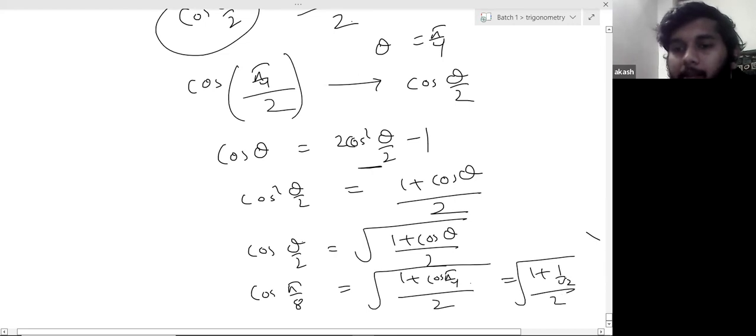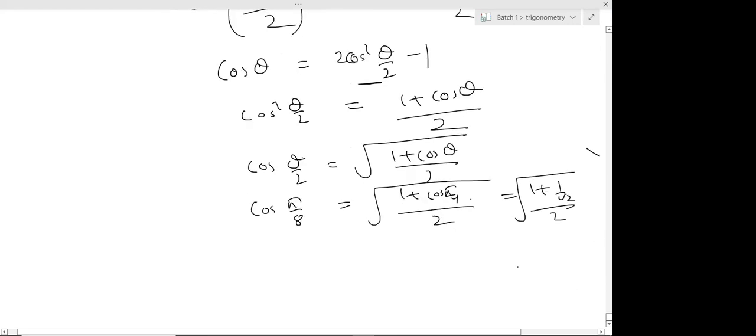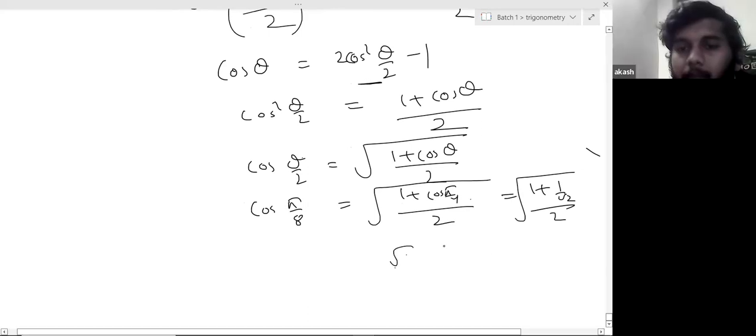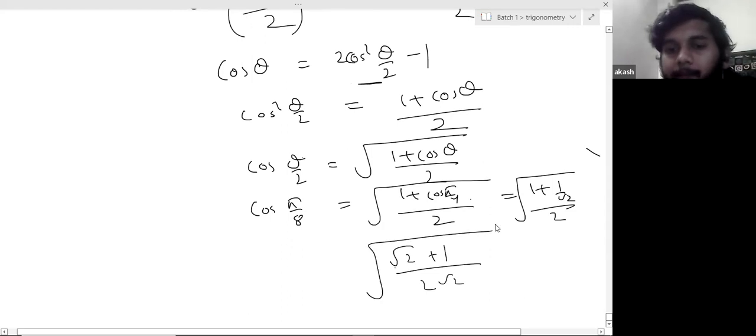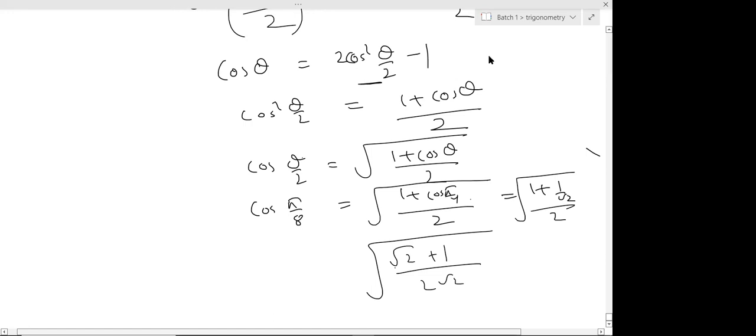So now you can simplify this. Root 2 plus 1 by root 2, times by 2. Right. So under root of root 2 plus 1 by 2 root 2. All right. Gautam, clear? Yes, sir. Okay, Shravya. Yes, sir.